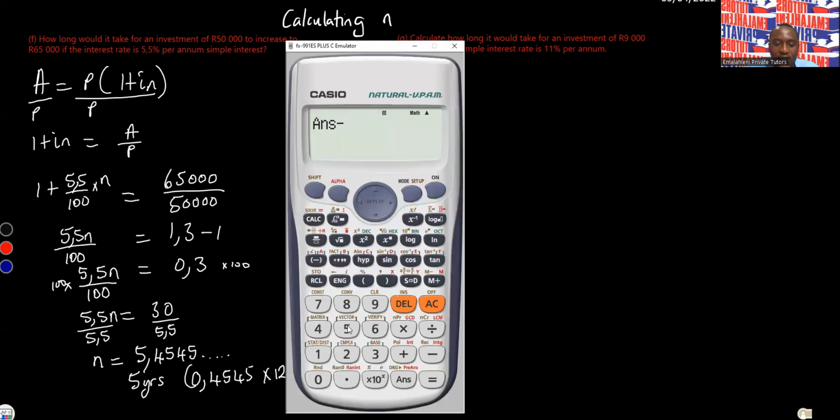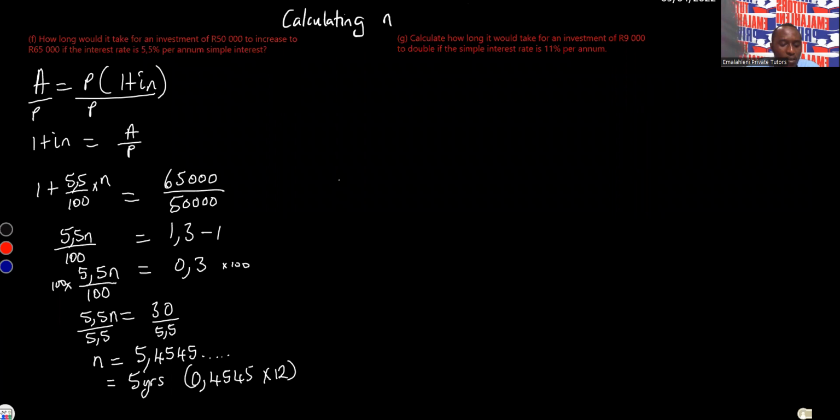So here we can just say minus 5, then we get that, which is going to multiply by 12. Then we get 5 years, 5 months. So our answer there should be equal to 5 years, 5 months. Because if you multiply here, you're going to get 5, so 0,4545 years as well. So it's going to continue like that. So it's going to be 5 years, 5 months, okay? I just want to put the nice 5 there so that it looks nice.